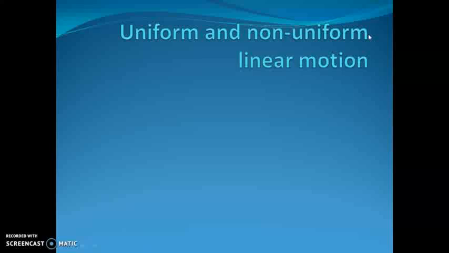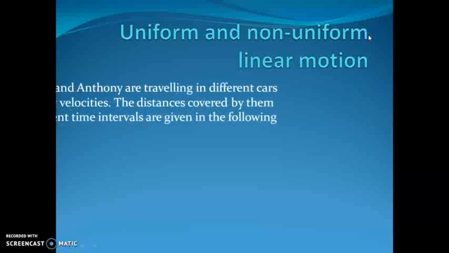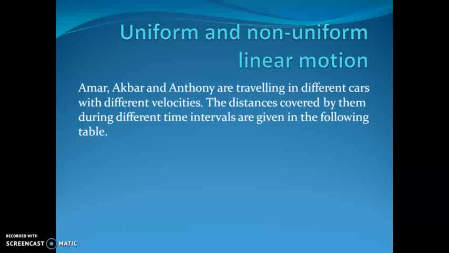Okay, now let's study about uniform and non-uniform linear motion. What is uniform and what is non-uniform linear motion. To study this, we will study one example. The example says, Amar, Akbar and Anthony are traveling in different cars with different velocities. The distance covered by them during different time intervals are given in the following table. Children, please open your textbook and go to page 4 to refer to this particular experiment.